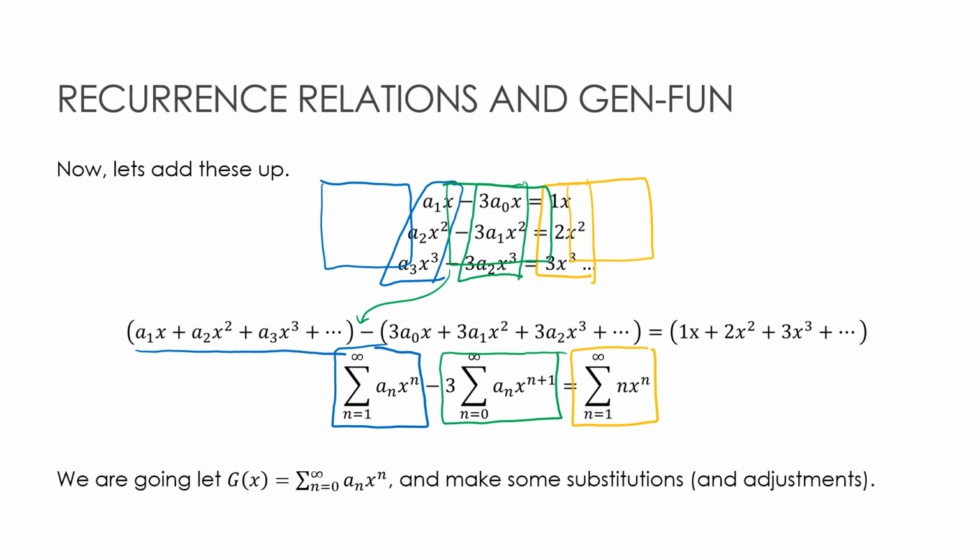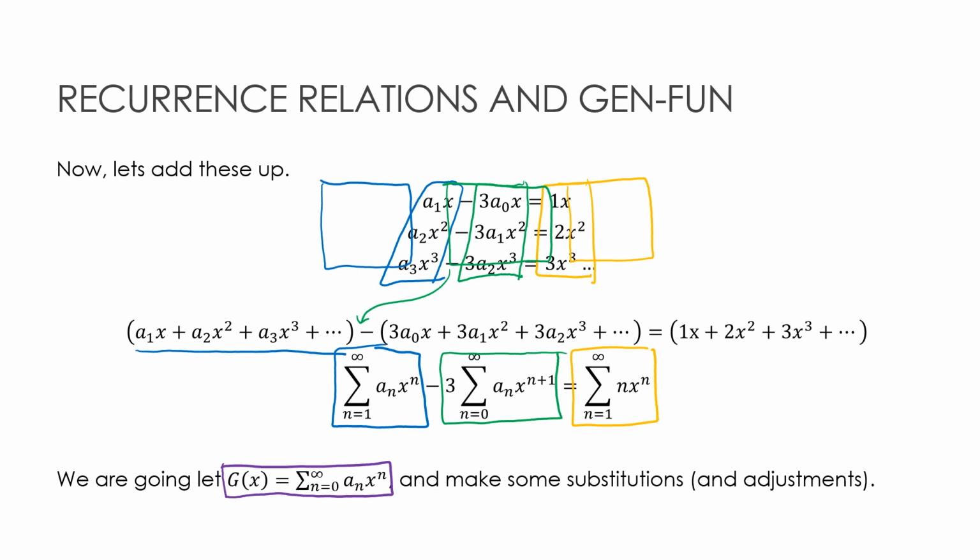So far, I haven't done anything crazy. The crazy part comes next. What I'm going to do is let g of x equal the power series. So g of x is going to represent the summation as n goes from 0 to infinity of a sub n x to the n.